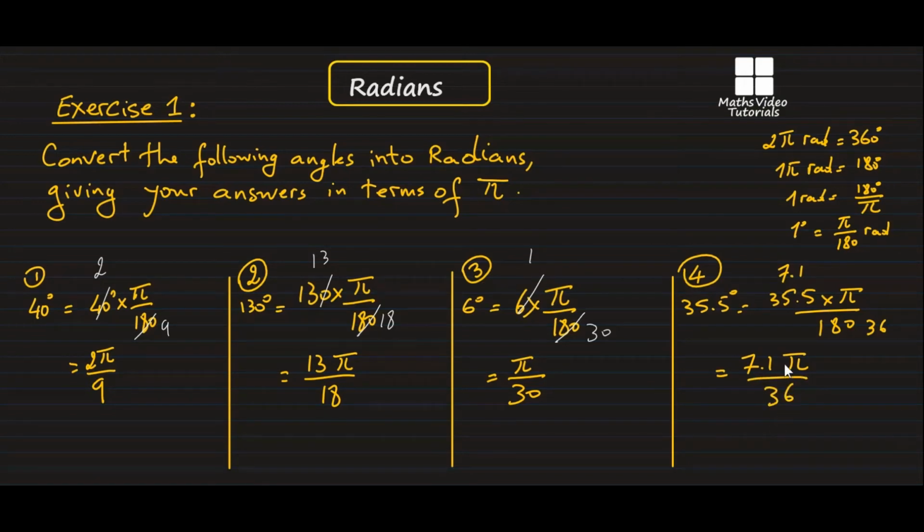But it is good practice to write it as a whole number. So in order to do that, we multiply here by 10, and also the denominator by 10. So my answer is 71 pi over 360. And that's how we convert from degrees to radians, keeping our answer in terms of pi. Alright, next we will be looking at how to convert radians to degrees.